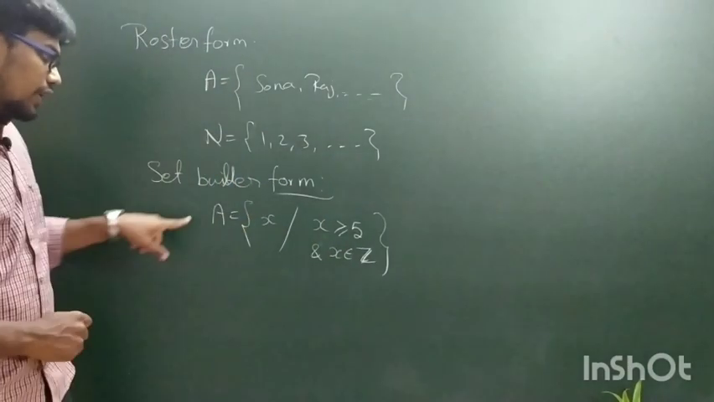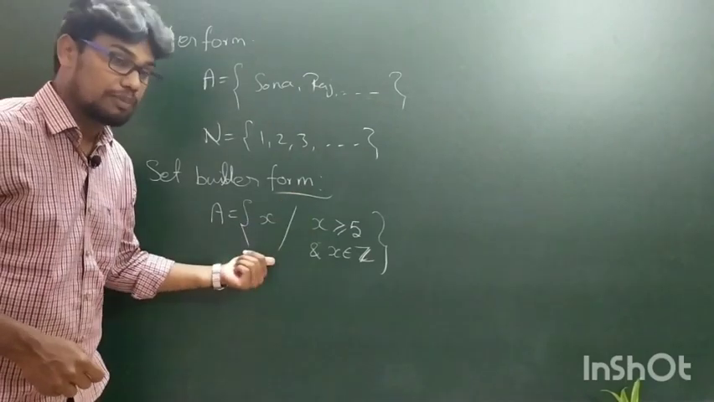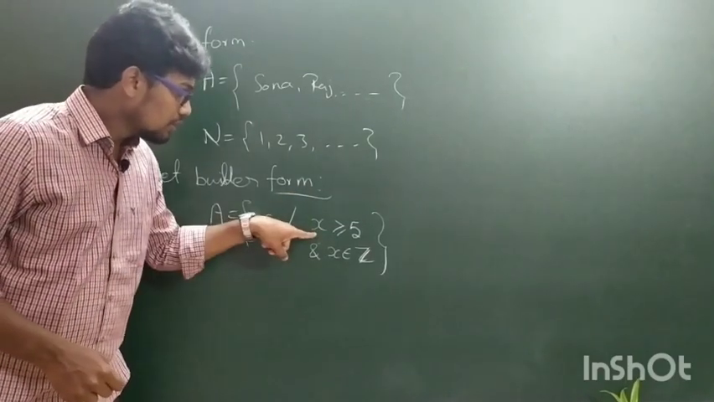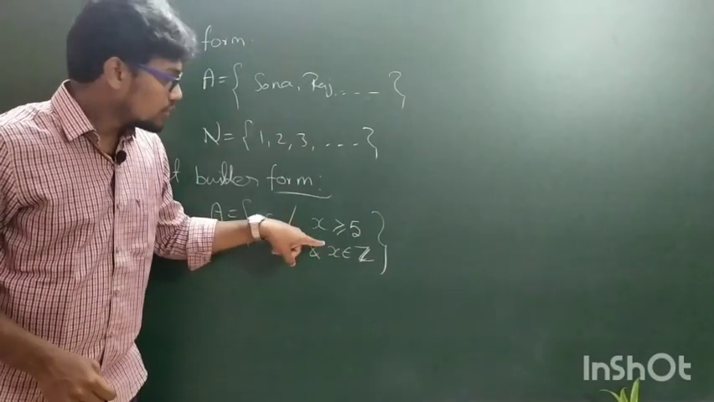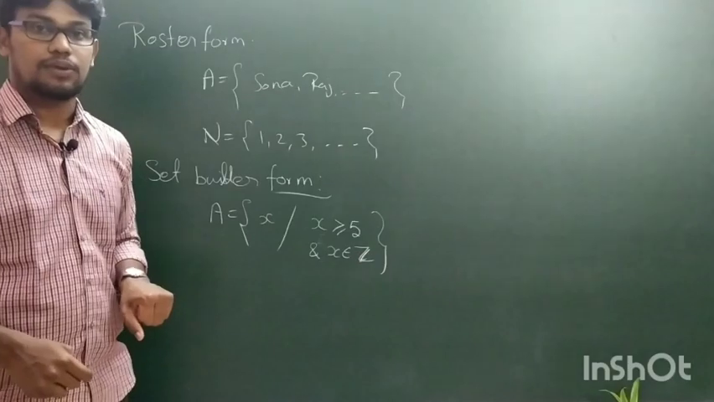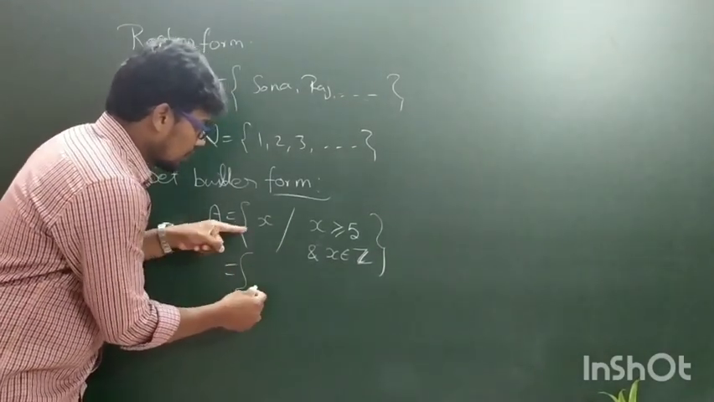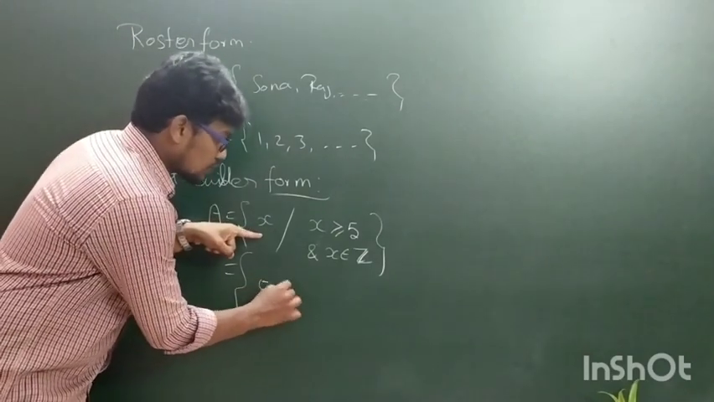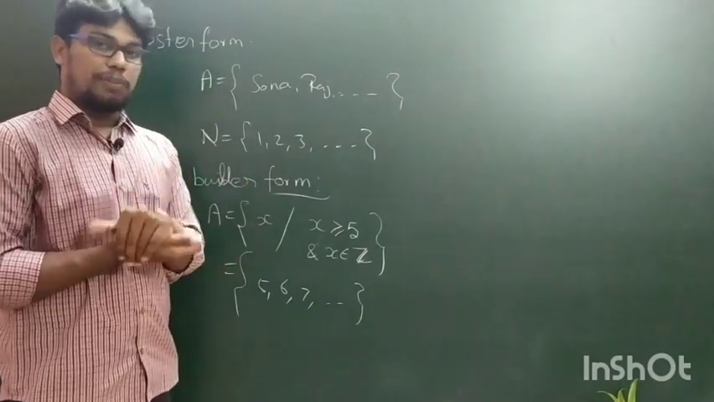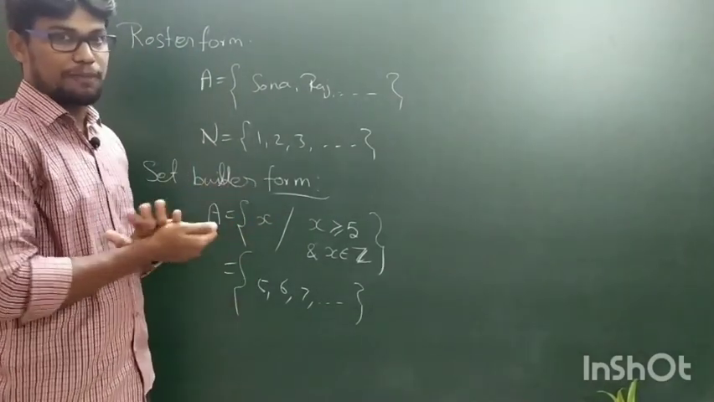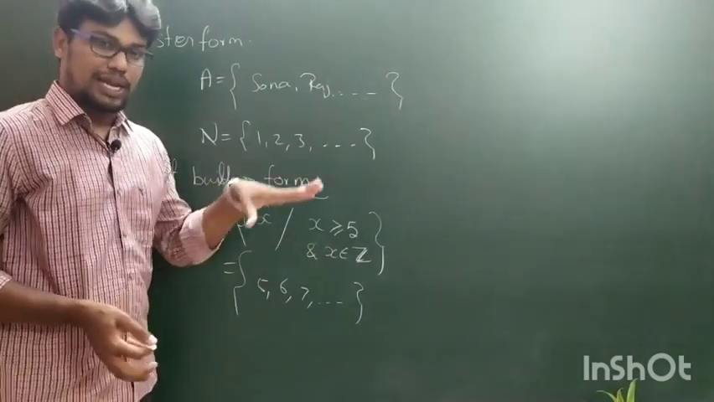So now look at the definition. A has all the elements x such that those elements have to be greater than or equal to 5, and also those elements have to be integers, right? So in this way, if we write the elements, they are 5, 6, 7, 8. Okay, fine. But now you may say everything is okay. But this is the place where students usually get confused till the last.